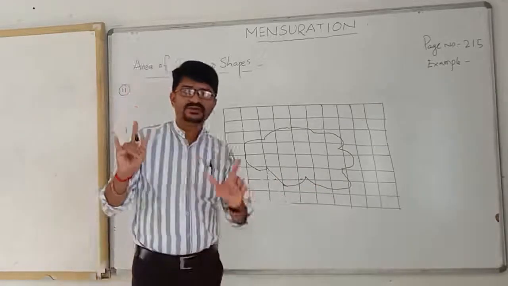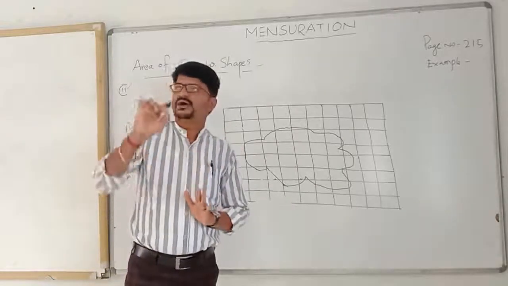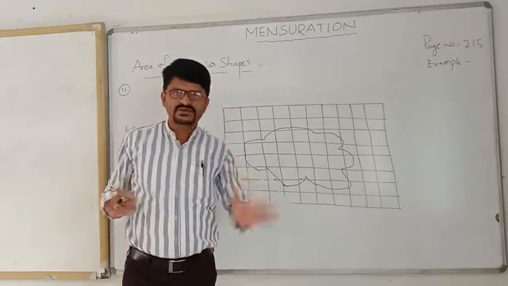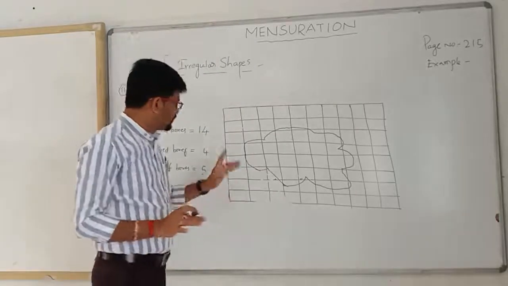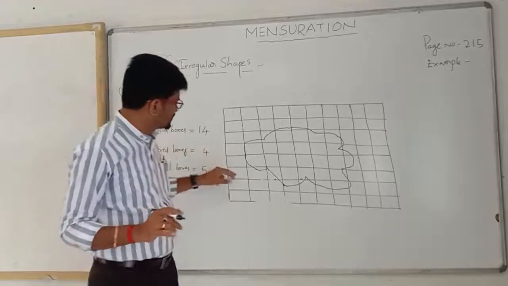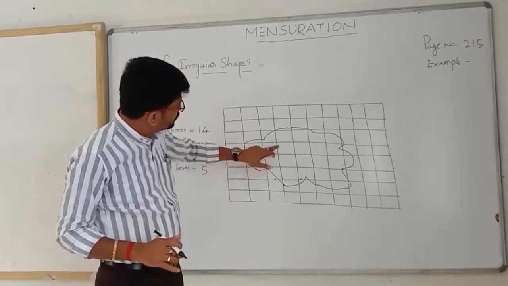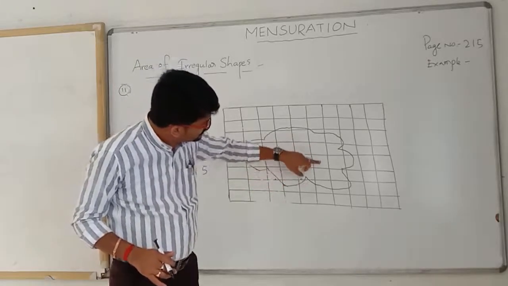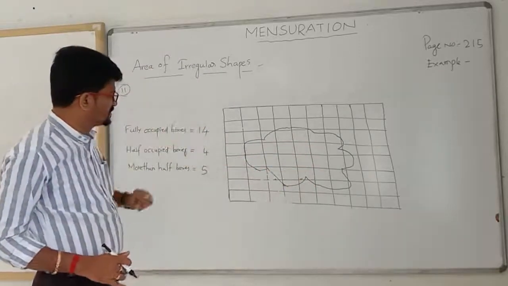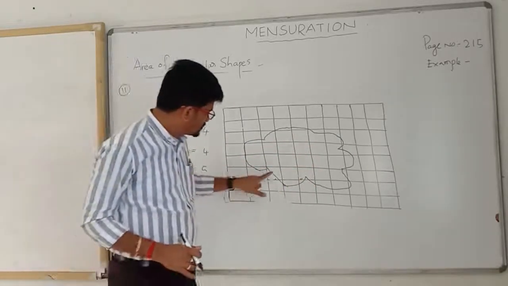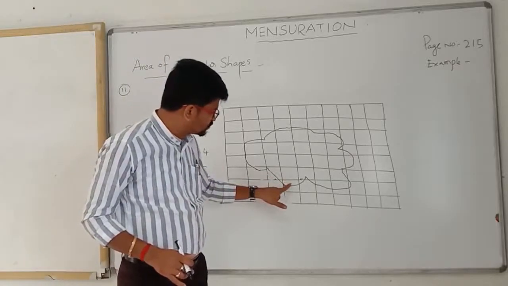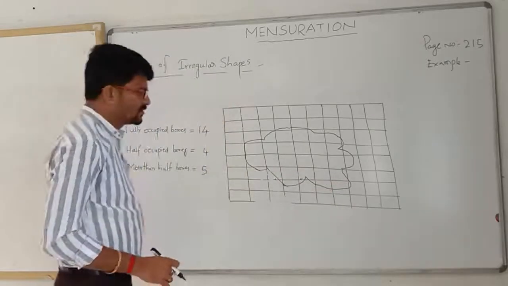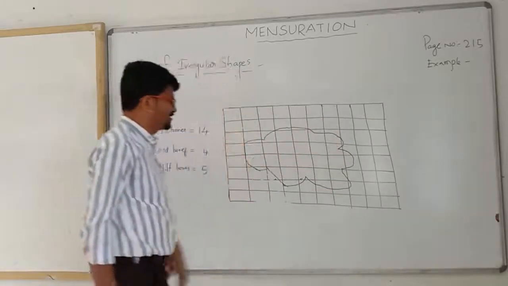One thing, children, you need not bother about your textbook answer. Whatever shape you have drawn on your graph sheet, for that only you need to calculate. Now, once again, I will repeat that. How many fully occupied boxes? 1, 2, 3, 4, 5, 6, 7, 8, 9, 10, 11, 12, 13, 14. 14 full boxes, and half boxes: 1, 2, 3, 4. If it is less than half, leave it.